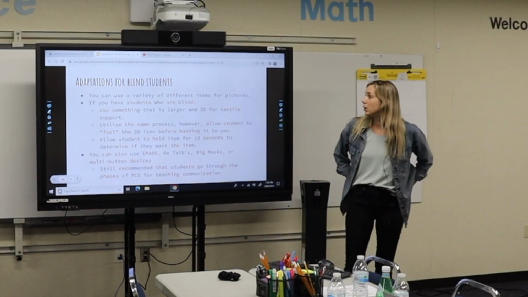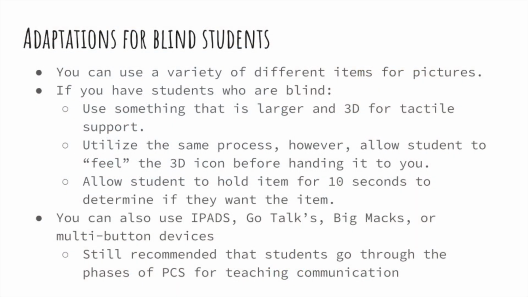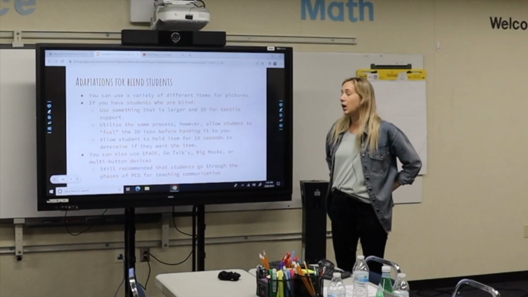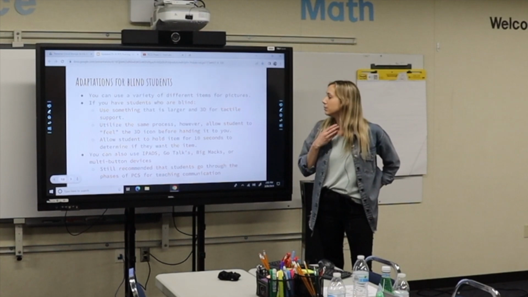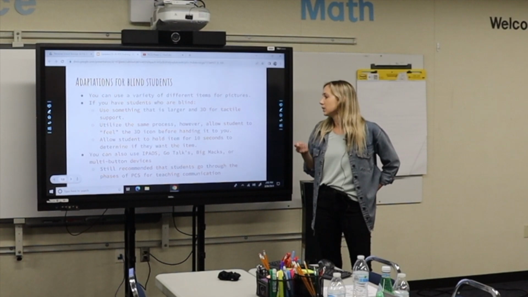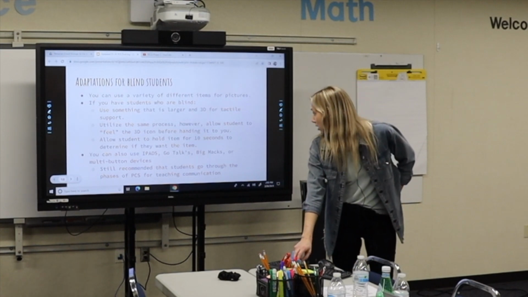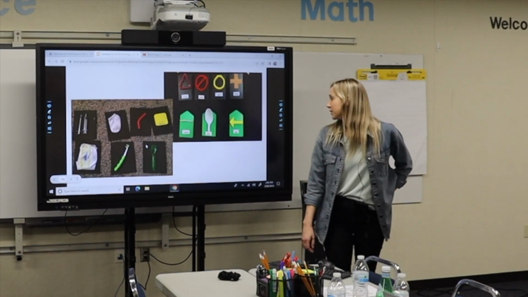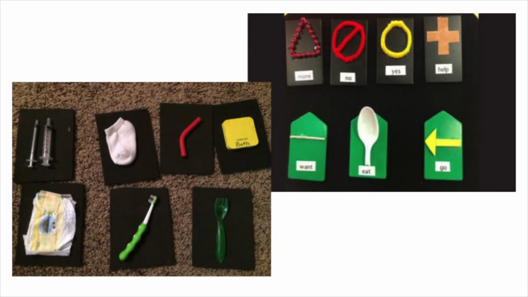Like Ashley said in the beginning, you can also have adaptations for blind students. So you can use a variety of different items for pictures. If you have students who are blind, you can use something that is larger and 3D for tactile support. You utilize the same process as what we just discussed. However, you have to allow the student to feel each of the icons before handing it to you. Allow the student to hold the item for 10 seconds to determine if they want the item or not. Again, you can also use iPads, GoTalks, and Big Macs, or multi-button devices if they need that adaptation. This is just an example of the PECS you can use for a student that is blind. As you can see, they're 3D and they can feel the spoon, the fork, the toothbrush.